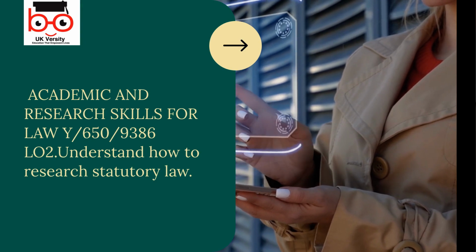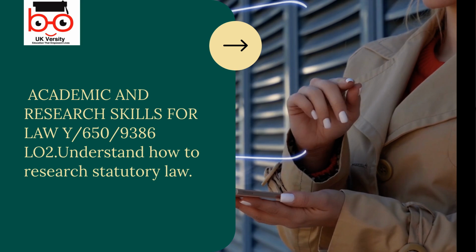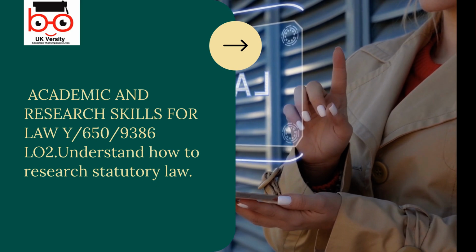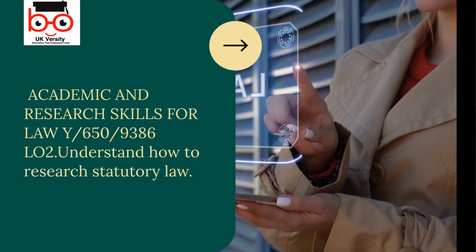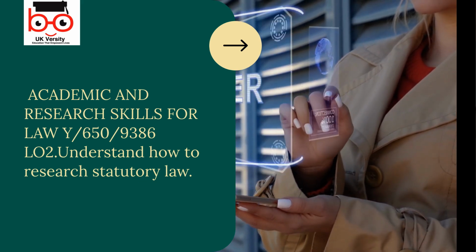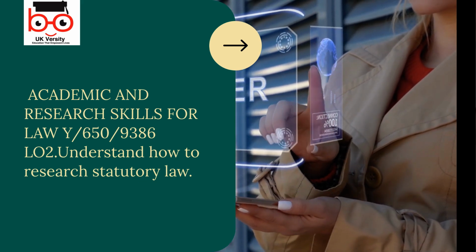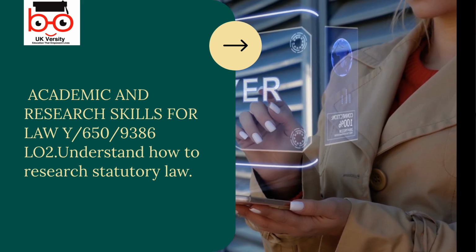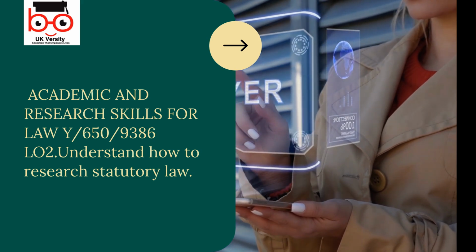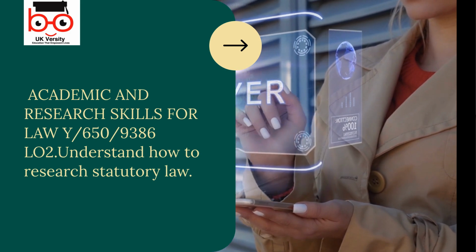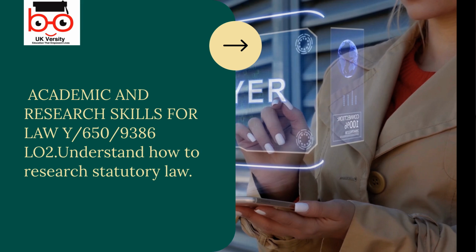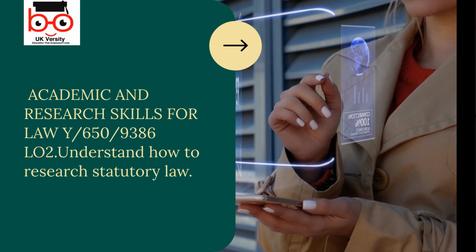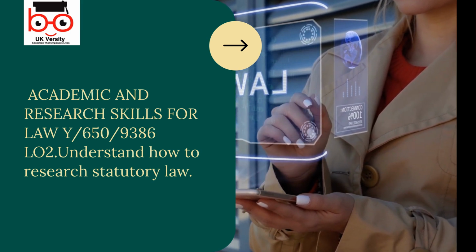Learning Outcome, LO2: Understand how to research statutory law. In this session, we will explore how the legal profession operates in England and Wales. We'll examine the key roles within the legal system, including solicitors, barristers, and judges, and see how each contributes to justice, legal representation, and the smooth functioning of the courts. By the end of this video, you will gain a clear understanding of the responsibilities, career paths, and vital importance of these legal professionals in upholding the law and ensuring fairness.